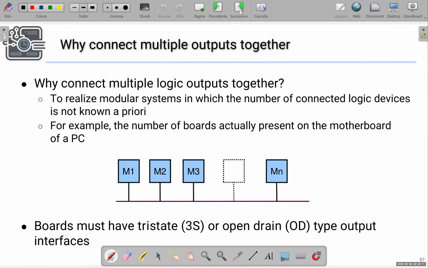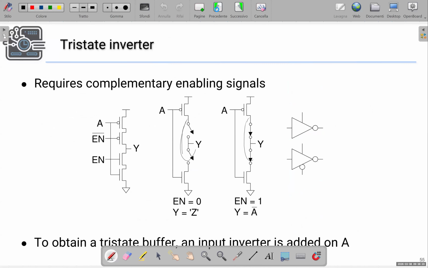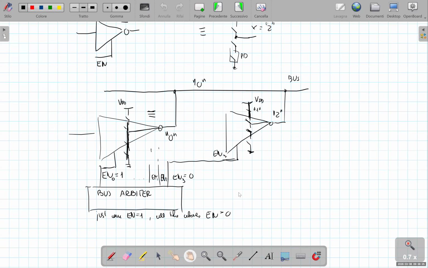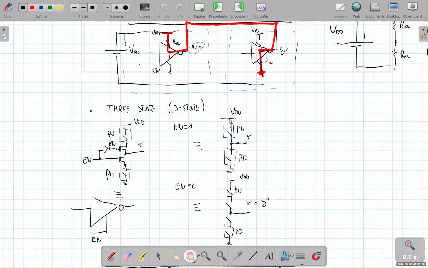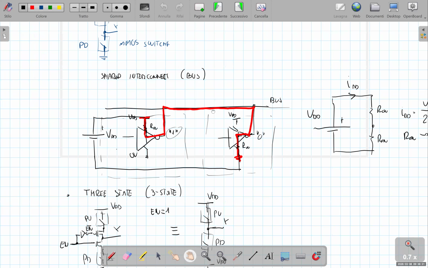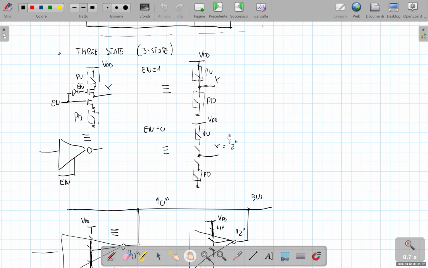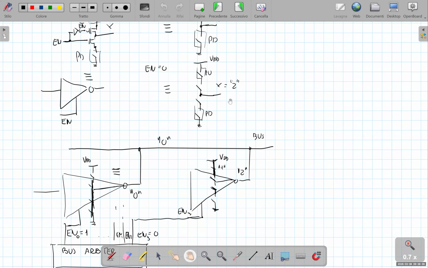Now, there is also another type of solution, alternative both to totem pole gates and to three-state gates, that can be adopted. Basically, what are the advantages and disadvantages of three-state gates? The advantage is clearly that, thanks to the additional switch, it's possible to connect three-state gates on the same bus, on the same shared interconnect.